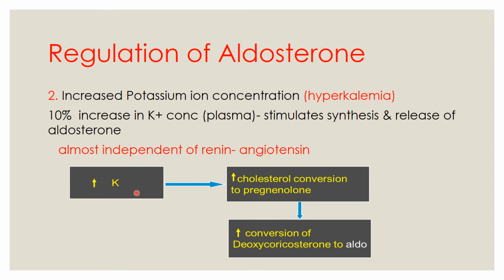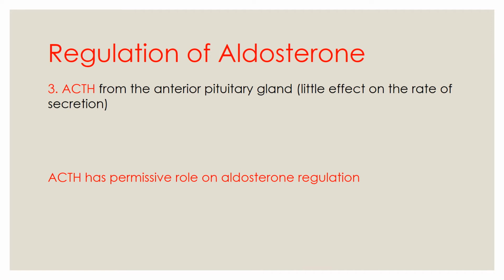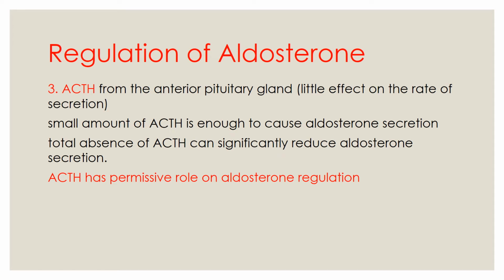Potassium concentration increase will also increase the cholesterol conversion to pregnenolone, the rate limiting step we talked about, and will also increase the conversion of deoxycorticosterone to aldosterone. Another factor that controls aldosterone is the level of adrenocorticotropic hormone, ACTH, which is released from the anterior pituitary gland. ACTH actually has a permissive role on aldosterone regulation, which means that we need a small amount of ACTH to cause aldosterone secretion, because in cases of total absence of ACTH, aldosterone secretion is significantly reduced. That's why we said it is a permissive role.